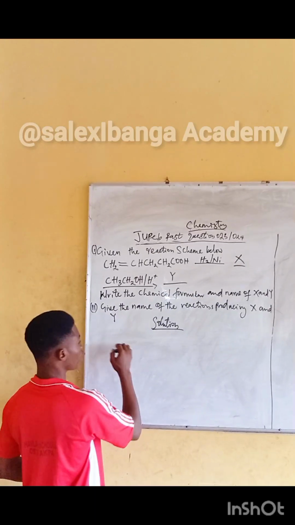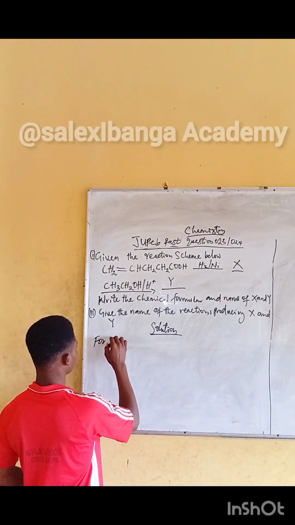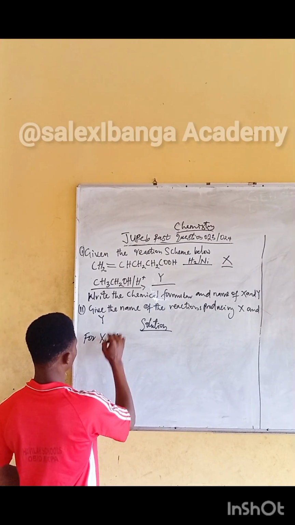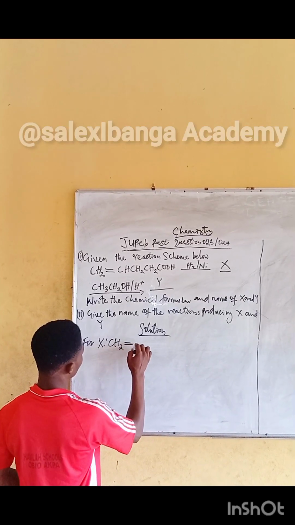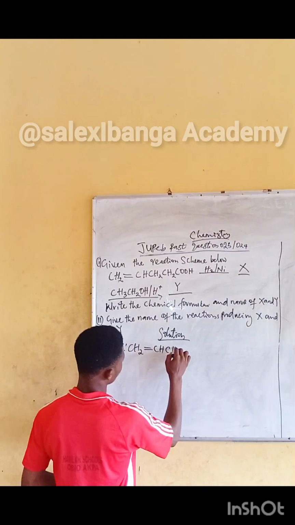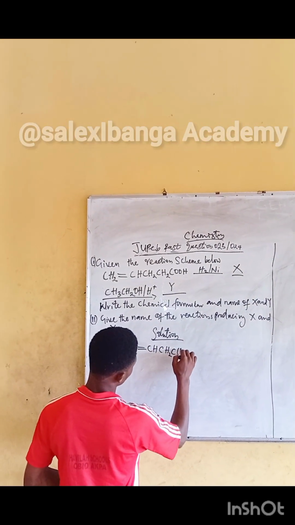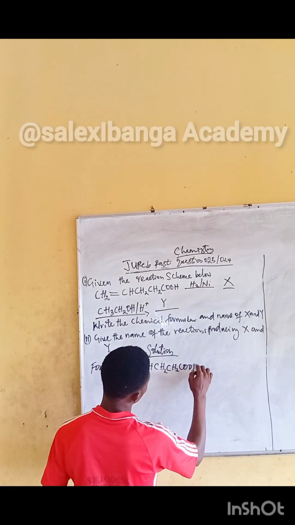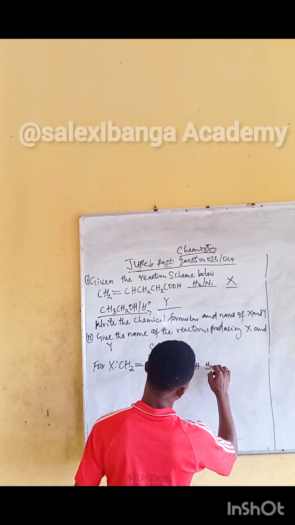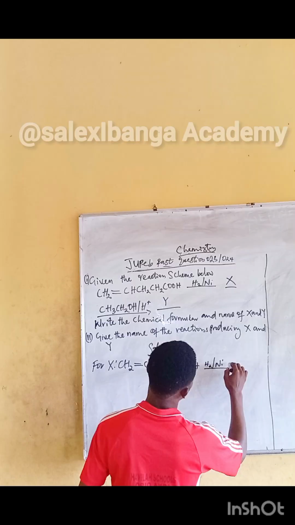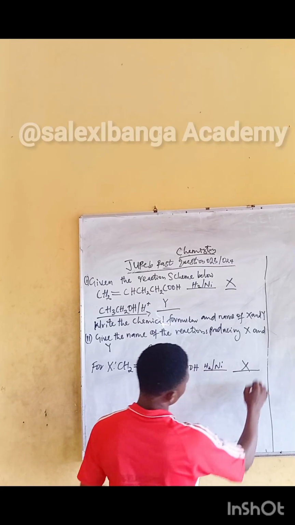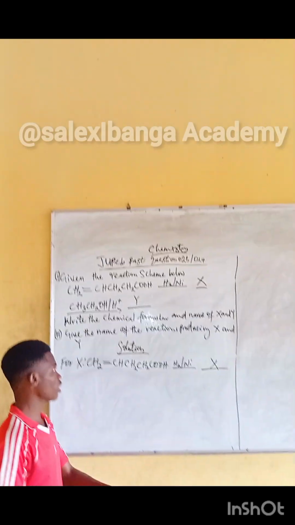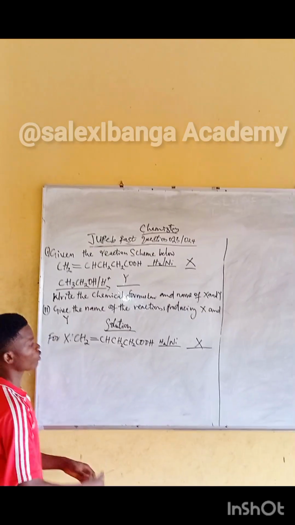For X, I'm solving part by part. For X, that is CH2=CH-CH2-CH2-COOH, undergoing H2/Ni, will give me X. I want to obtain this X. Remember, I'm taking part by part, then I'll combine the overall reaction.